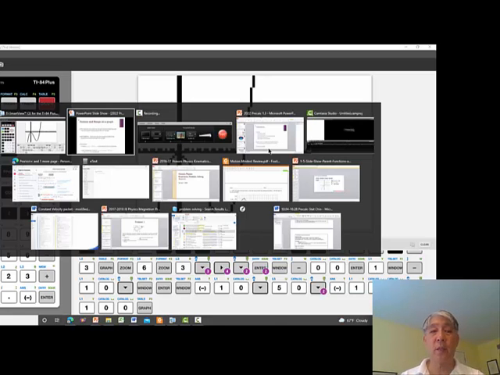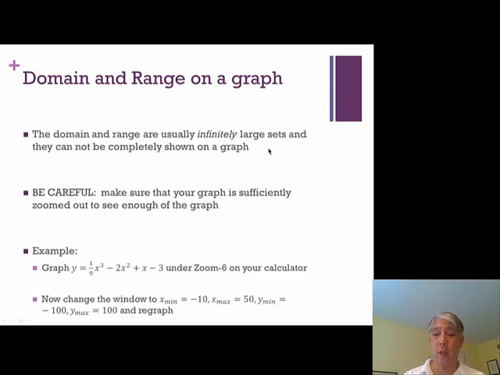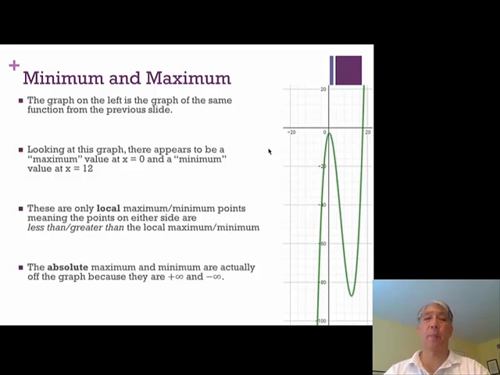Okay, so let's go back to the presentation. Minimums and maximums. The graph on the right is the graph of the same function from the previous slide. I know it says left, but I mean right. Looking at the graph, there appears to be a maximum value somewhere around x equals 0 and a minimum value. What it means to be a maximum value is if I move even one little dot to the left and one little dot to the right, those f of x's will be less than that maximum. For a minimum, if I move one little bit to the left, one little bit to the right, those will be greater than the minimum value.